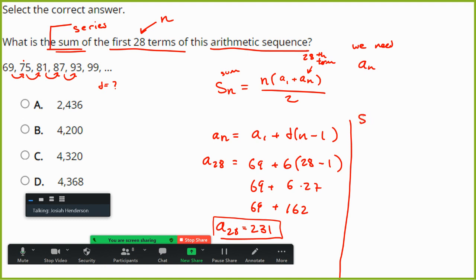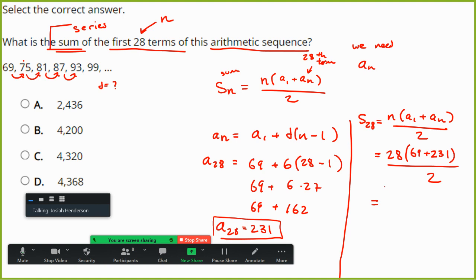So how you would write this is series first 28. So that's why this little 28 is there. But then what's important is the stuff on the right of the formula. So this guy, I'm going to write it blank again so you see what I'm doing. Same formula, but let's plug in all of our parts. So now n is 28, a1 is 69, an is 231. We needed that. We just found it. And then all of it divided by 2. All right, again, do the parentheses first. So add those two guys up and then times it by 28 and then divide by 2.